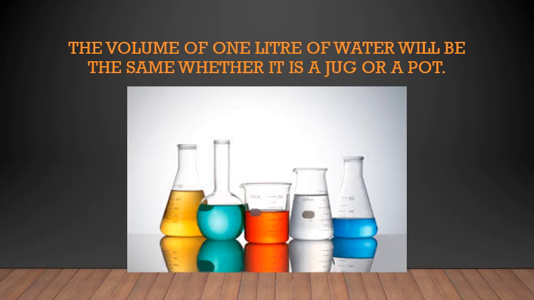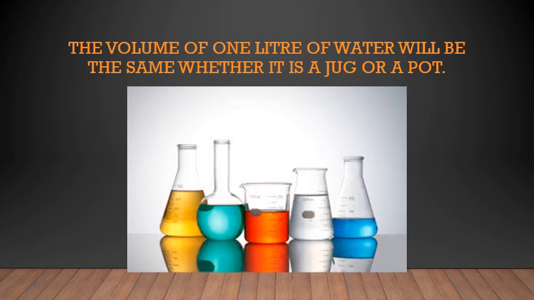The shape of the liquid changes with the shape of its container. The volume of the liquid remains the same. That means 1 liter of water will remain as 1 liter of water, but the shape of that water will change when you change the container. The volume of 1 liter of water will be the same whether it is in a jug or a pot. The volume remains the same, but the shape changes.